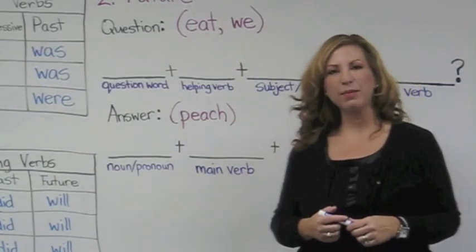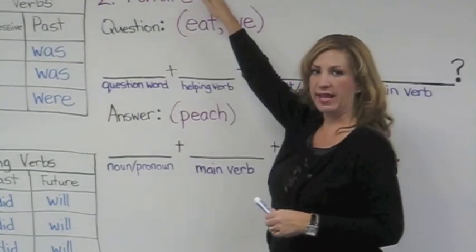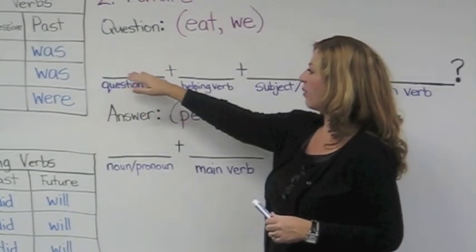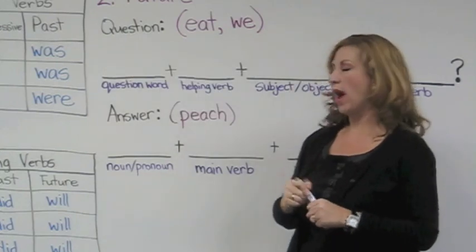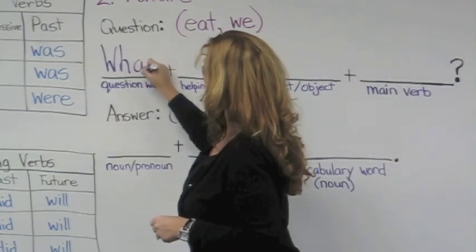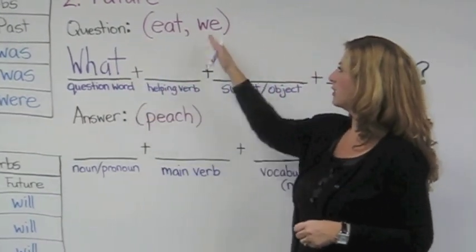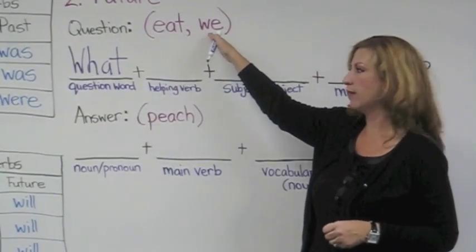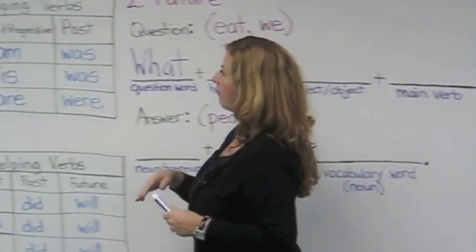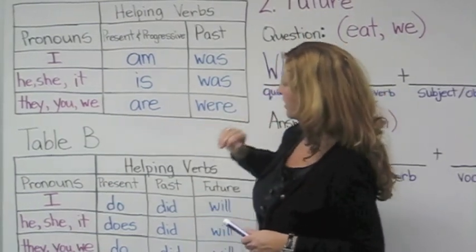Okay, let's begin problem 2. Problem 2 is in the future tense. And again, we have our question word is what. What, the helping verb is going to be to the word we. That's our pronoun. So let's go to Table A and find the word we for the future tense.